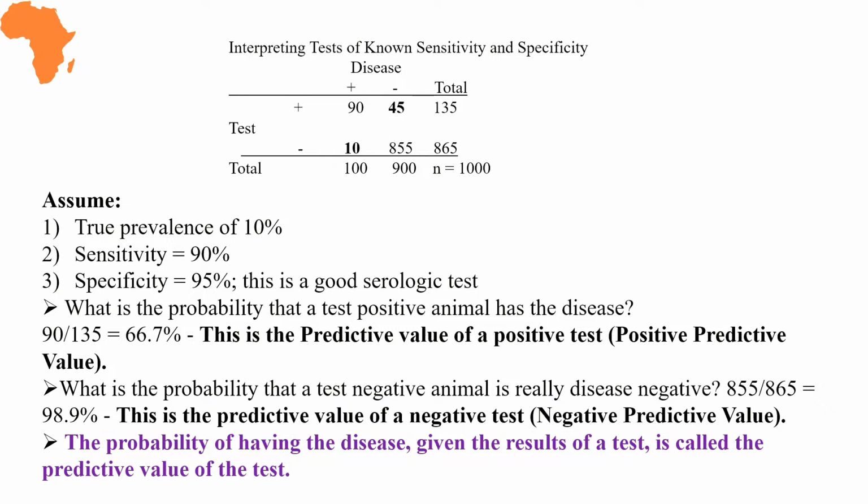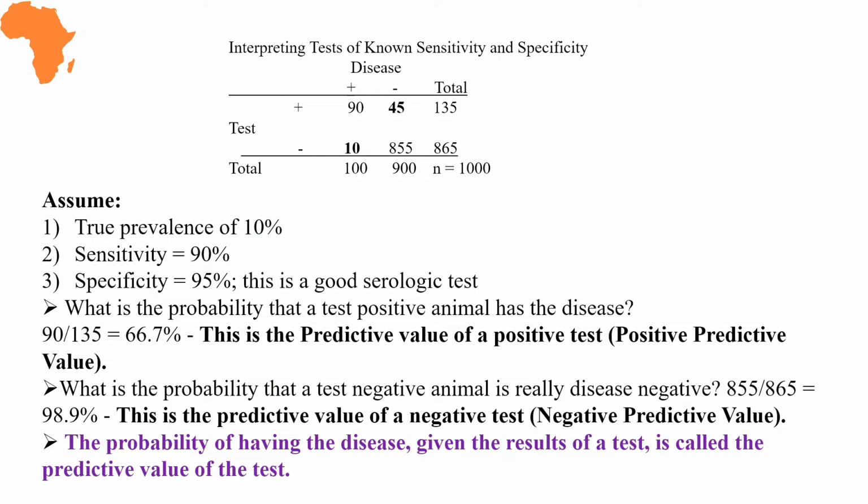So we are interpreting a test with sensitivity and specificity. Let's assume that a test has true positives of 90, false positives of 45, 10 false negatives, and then true negatives of 85. So the prevalence, these are just numbers we're giving. So 10% prevalence, sensitivity 90, specificity 90. So this is basically a good serologic test. You remember the sensitivity definition, right? And remember the specificity definition.